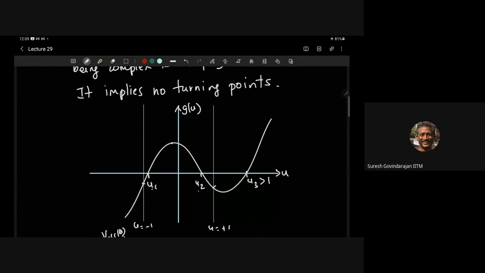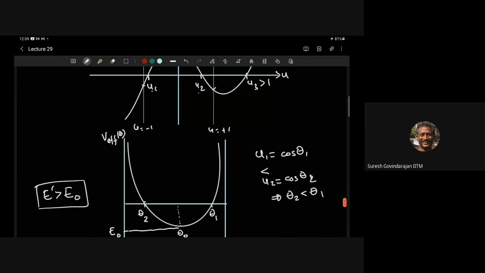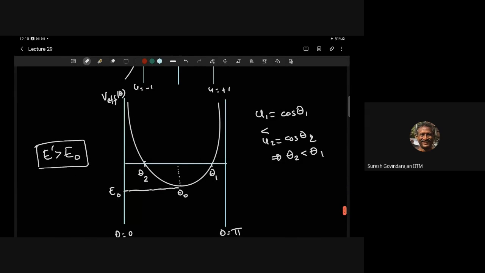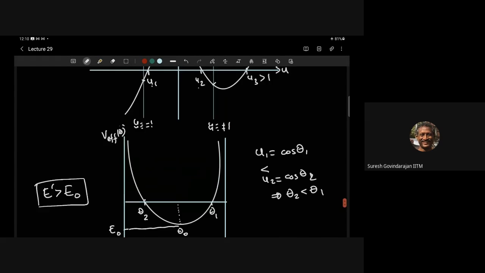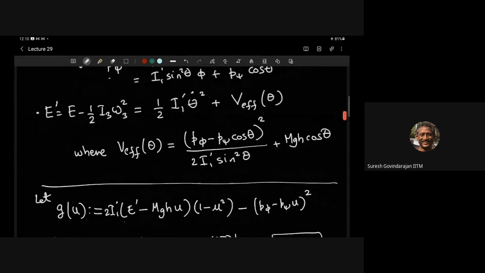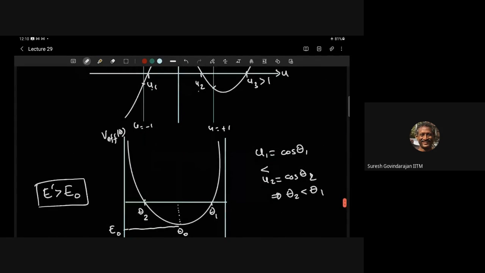Is the argument clear? So the picture will look like this. It's also interesting to draw V effective of theta now. Theta lies from 0 to pi. You can check at theta equal to 0 and pi, coming back to V effective, because of the sine squared theta, and this is a positive quantity, the first term will dominate and become very, very large, irrespective of what mgh cos theta does. So at theta equal to 0 and pi, V effective goes off to infinity.